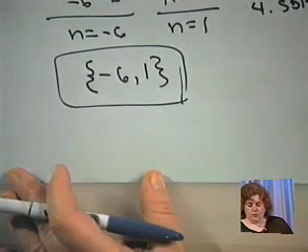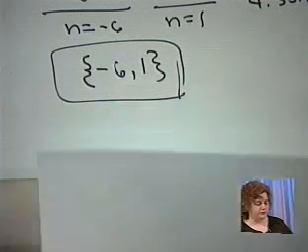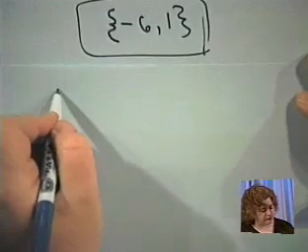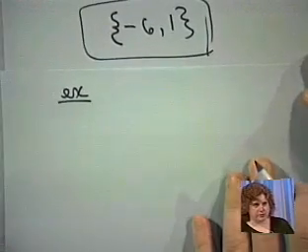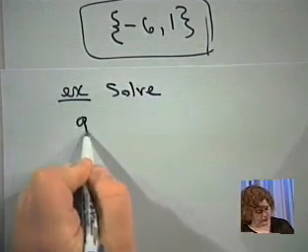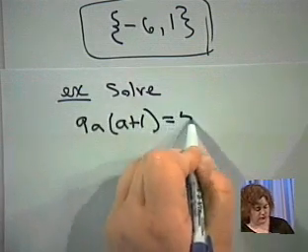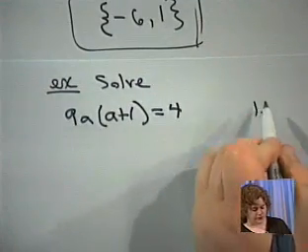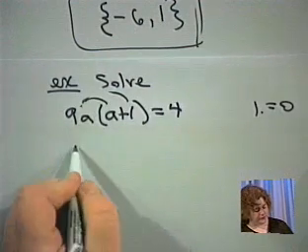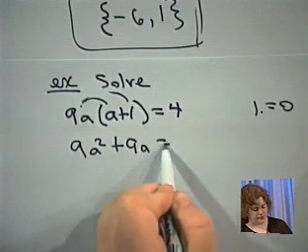Now, we're going to look at what happens when you have to rearrange your equation first. It doesn't come at you so neatly already set equal to 0. So we'll look at an example with that. Let's solve 9a times a plus 1 equals 4. First step, get it equal to 0. I'm going to have to multiply this out, and then I'll have 9a squared plus 9a equals 4.